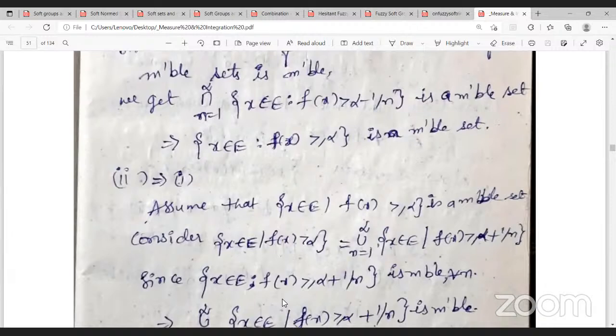But this set can be written as a countable union of sets. Write down: this set can be written as the countable union of the sets x belongs to E such that f of x greater than or equal to alpha plus 1 by n.